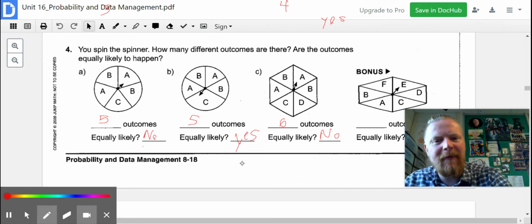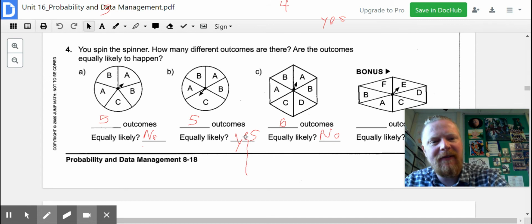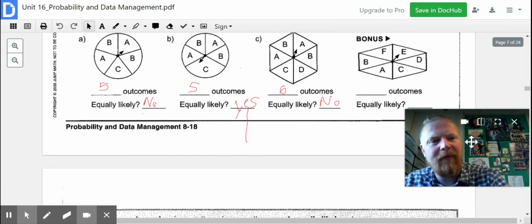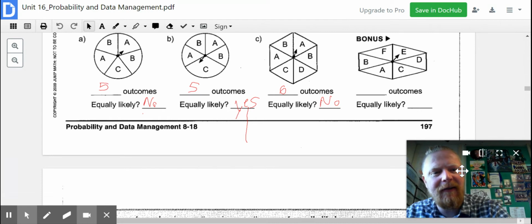I got to move this up because my camera's in the way. Whoops. Need my pointer here. Maybe we can move the camera down. Look at that, looks better.